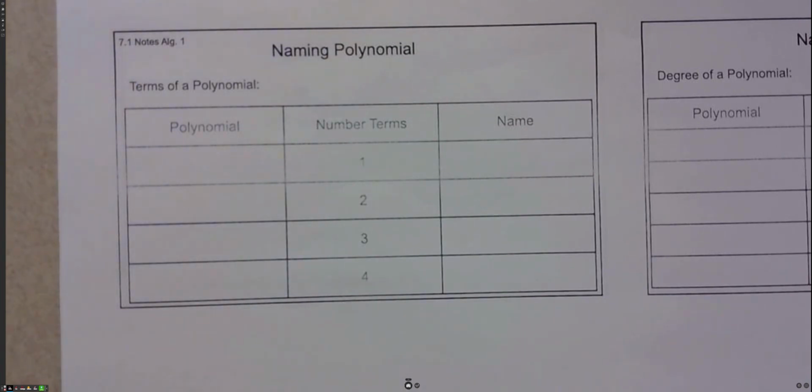All right, so let's start these notes. We need to talk about naming polynomials.